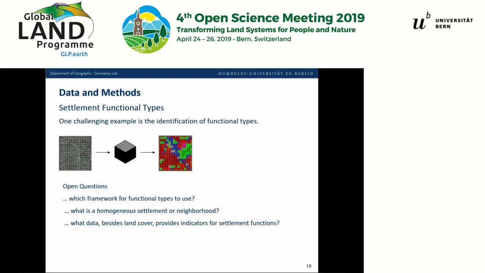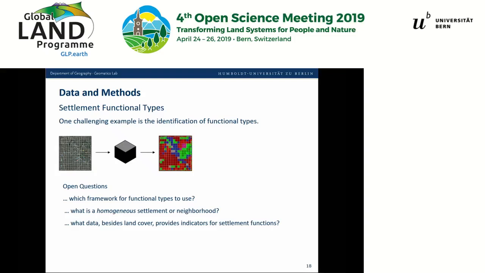And what other data may provide indicators for settlement functions? I mean, a lot of studies are working with nighttime lights. I'm not a great fan of nighttime lights, but for distinguishing a rather rural place from a rather urban place, without wanting to go into that definition issue of urban and rural here, that might be helpful.